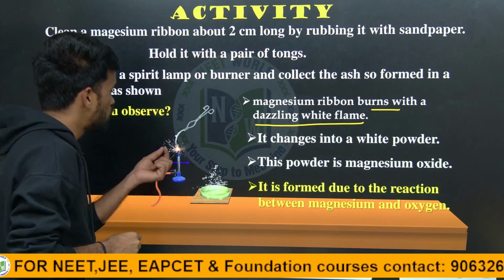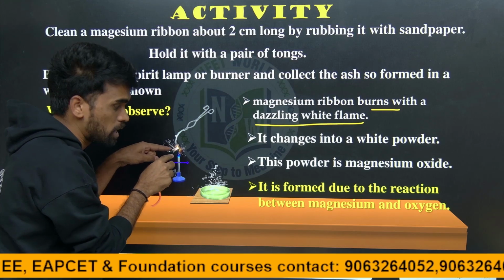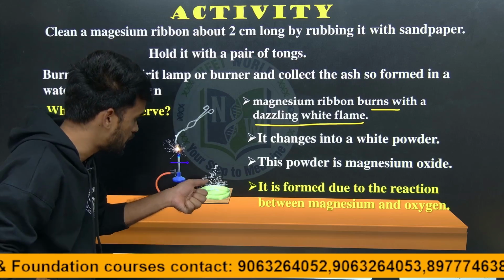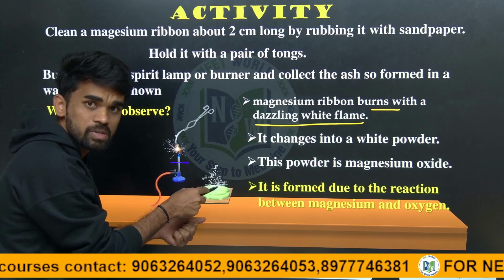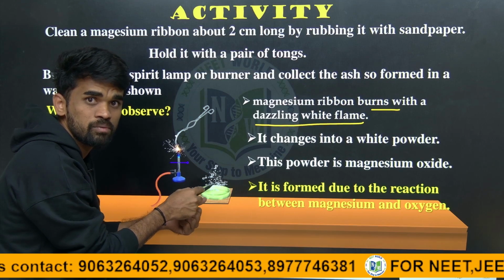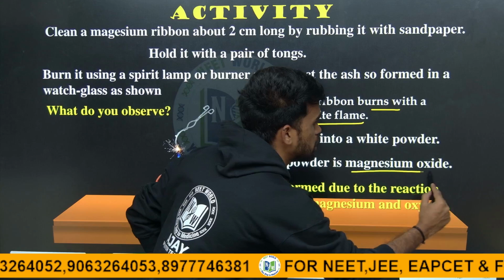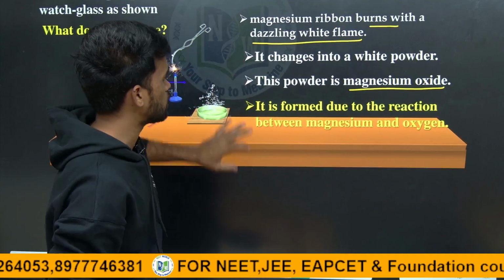Okay, so now some ash or powdered product will be obtained here. So that is magnesium oxide. Here I just collected that. Here you can see we have collected something, the white powdered form, which is magnesium oxide. So in this process, what happened here we need to represent.